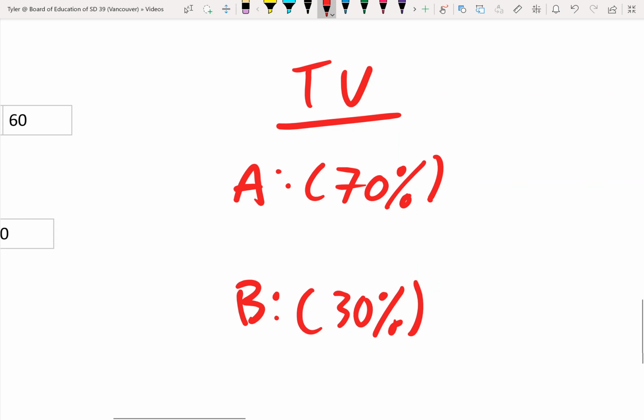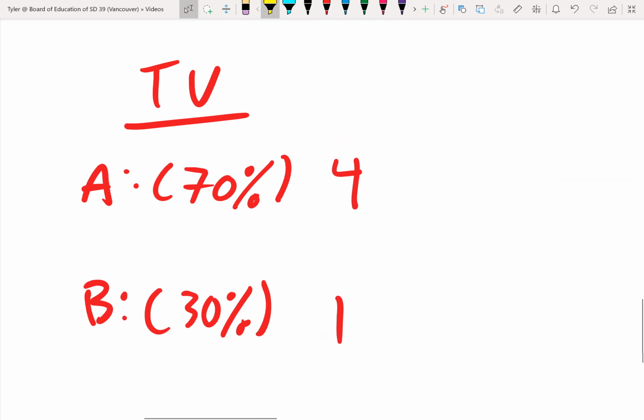Group A said, oh, well, they have like 4 TVs in their house. Group B said they only have 1. When you calculate the average, this number counts for more. It's more representative. So we got to use this 70% somehow.